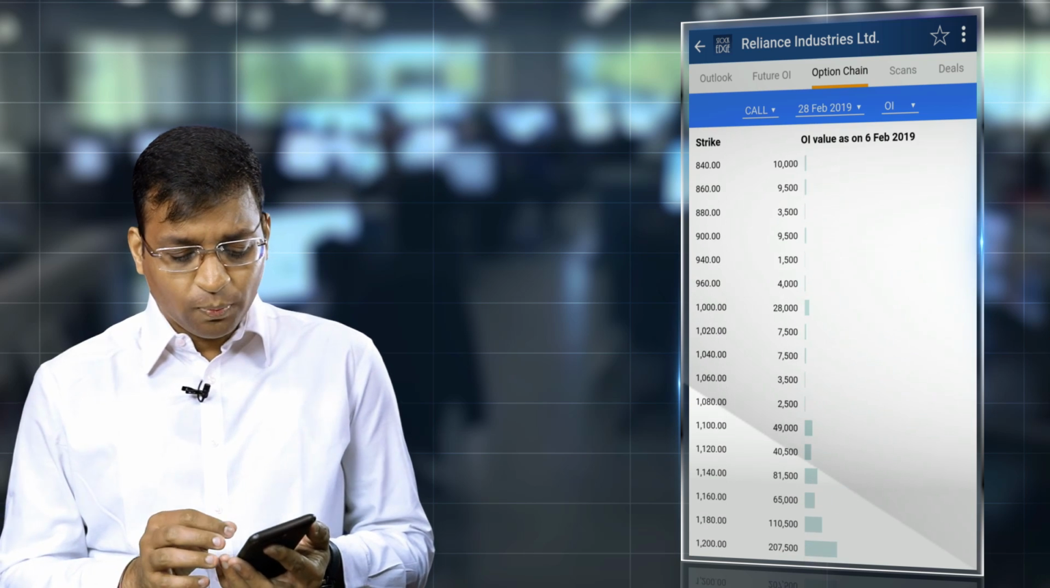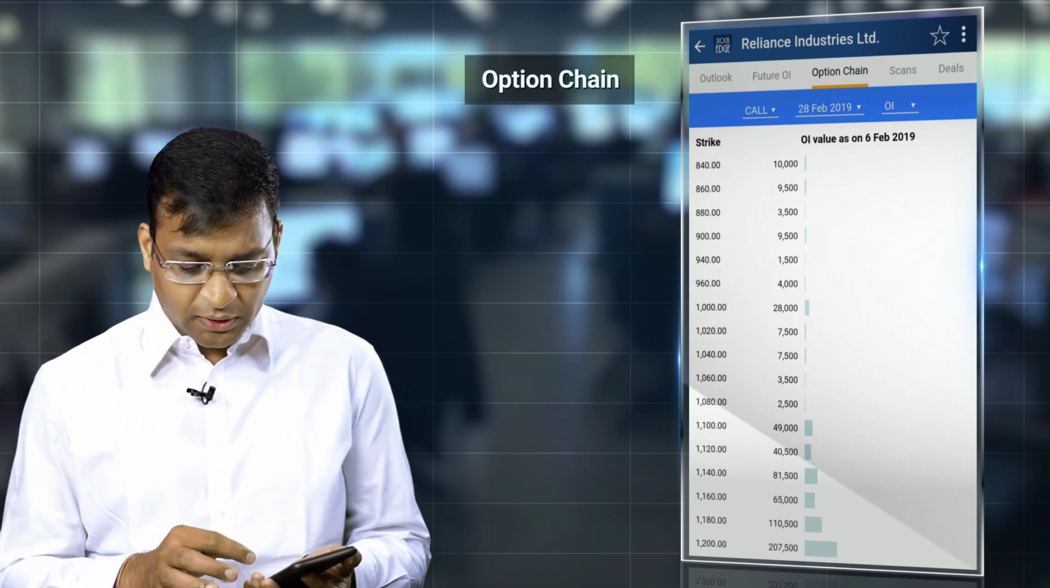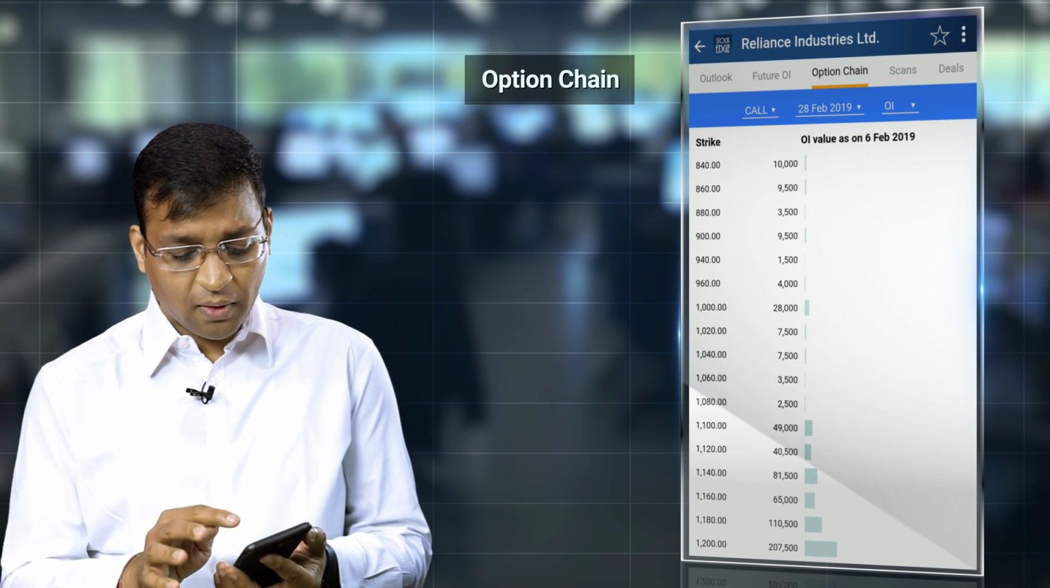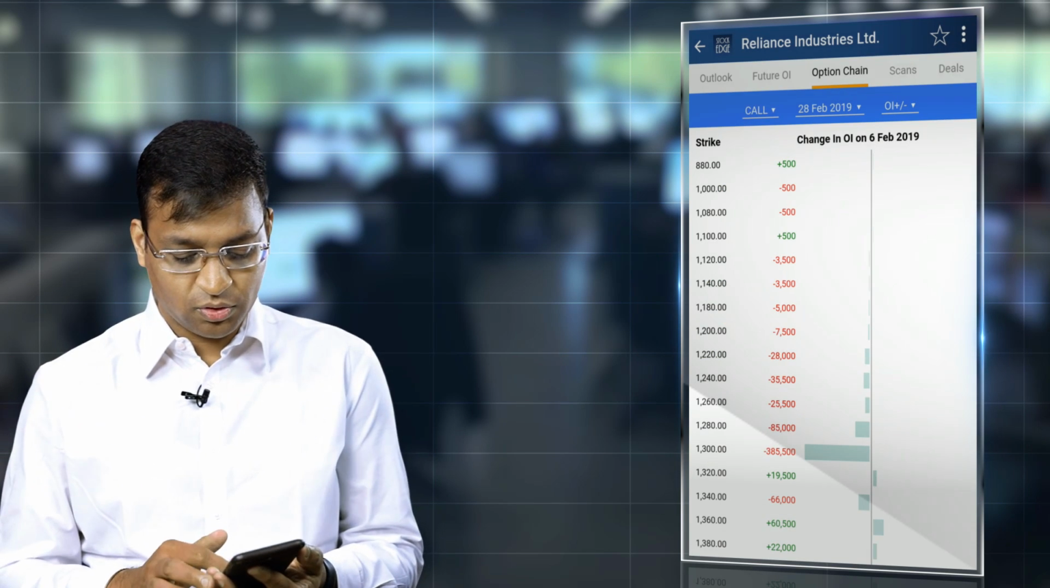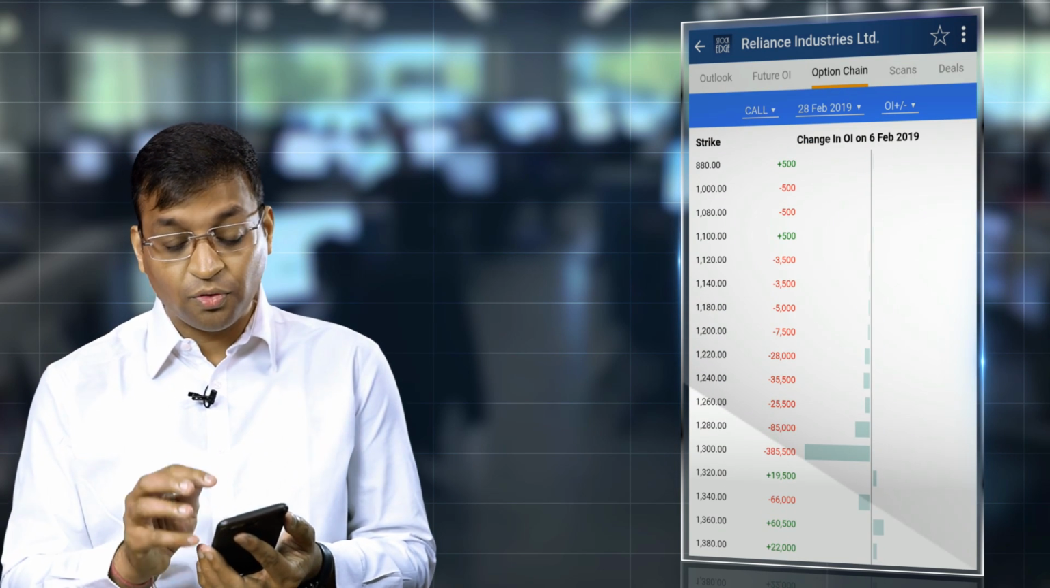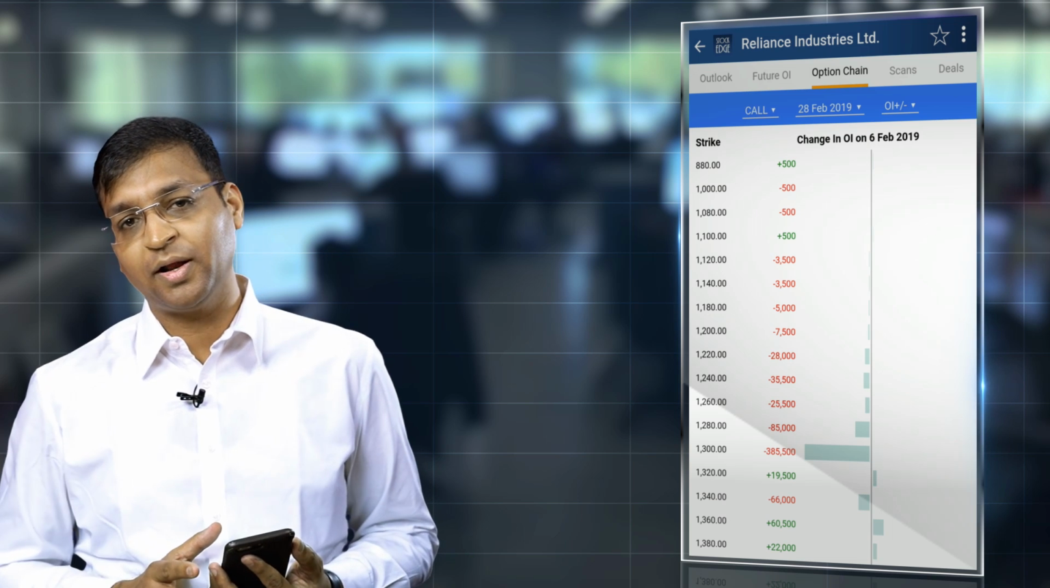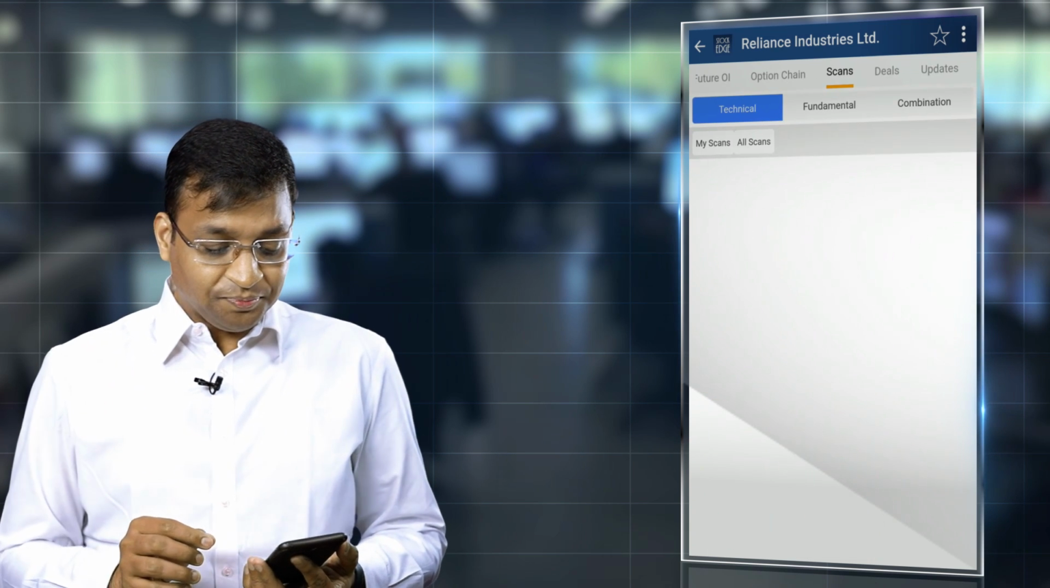Then for people who want to take some judgment from options, we have the option chain also. I don't want to cover options in detail because that's a separate video which I'll be recording in future. But this chain also gives you a fair understanding of what people are expecting from this company.